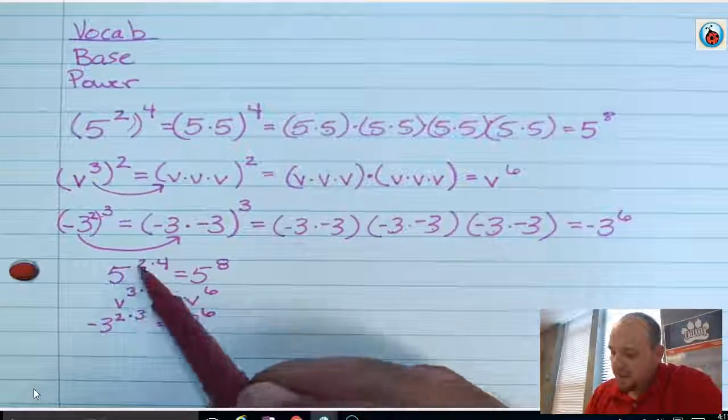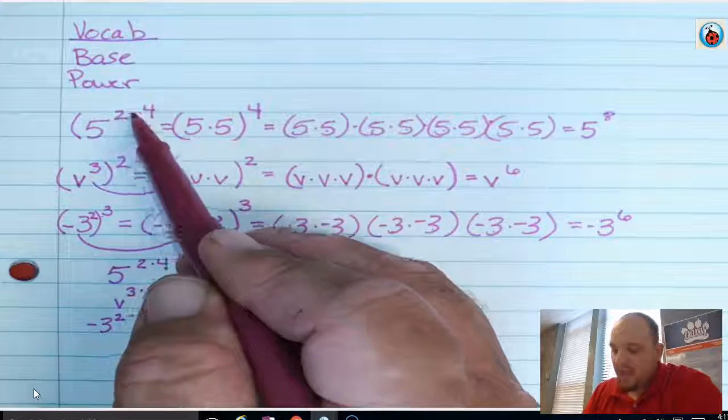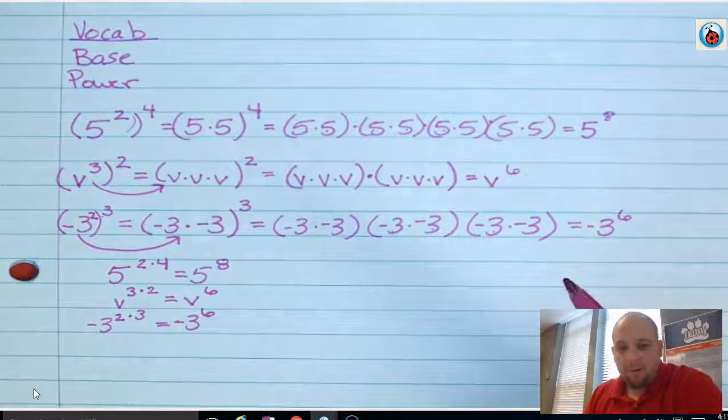You just take the power inside the parentheses, and you multiply it by the power outside the parentheses.